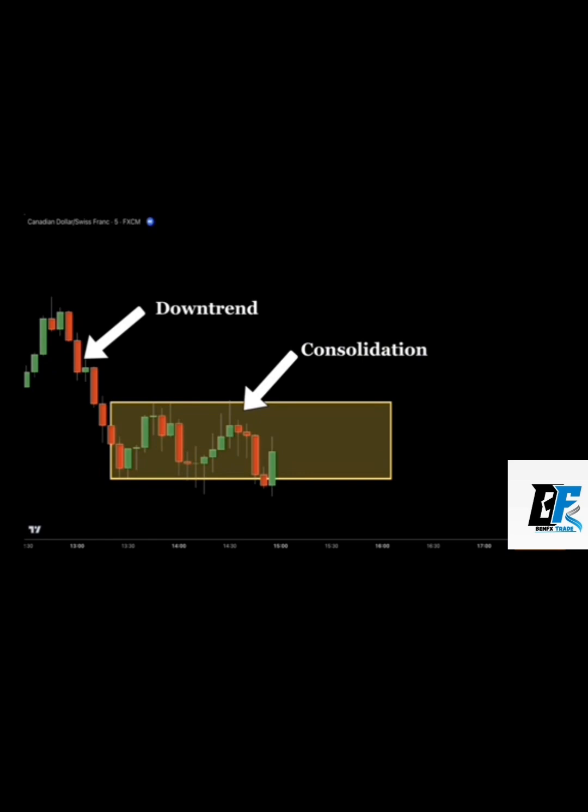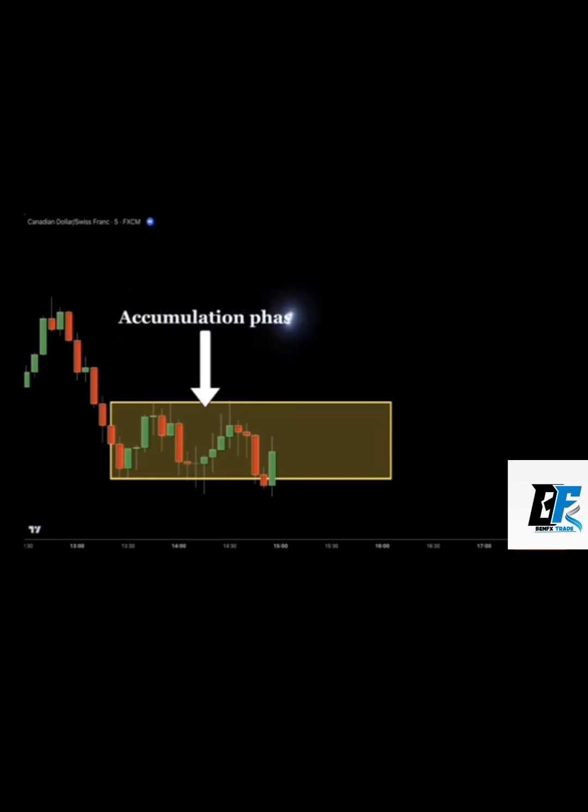Then it happens. Price breaks below support, sweeping liquidity, and then closes right back inside the range. That's your liquidity grab, and it's a strong sign of manipulation. Now you can clearly spot the three phases: accumulation, manipulation, markup.